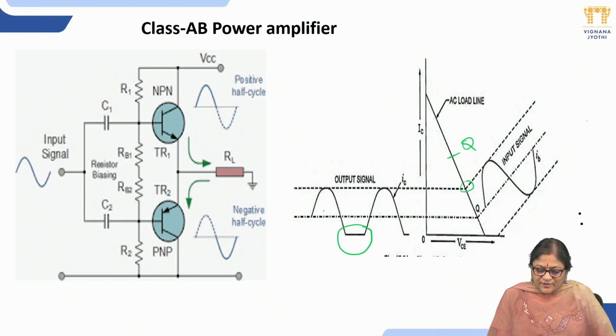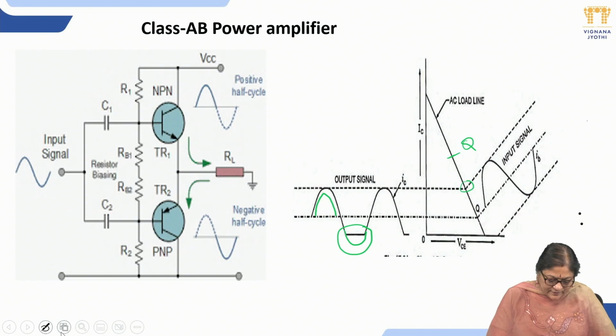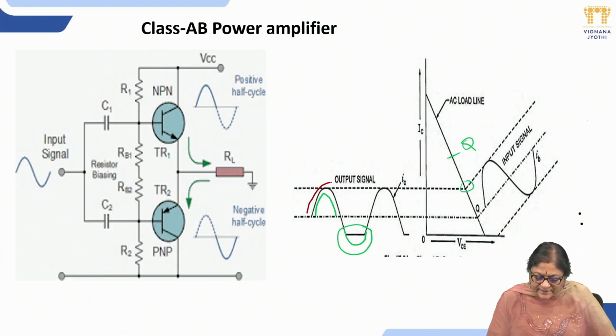It is very contrary to class A. Class A means the complete signal, class B means only half the signal, but class AB is a combination of both the signals, that is this one.